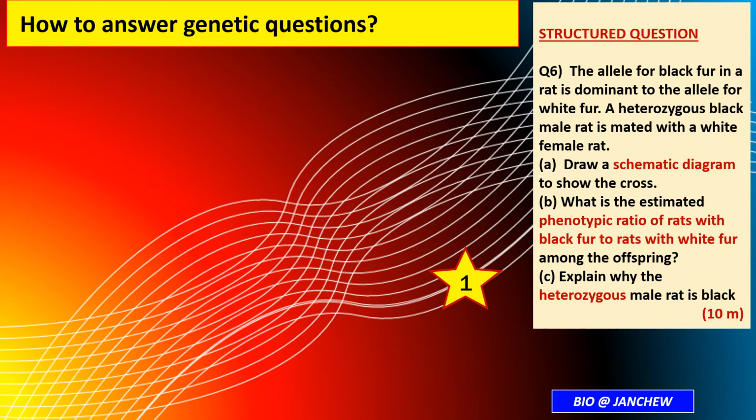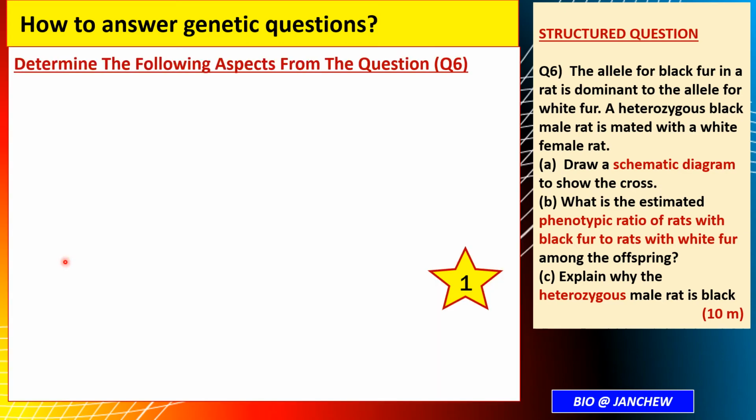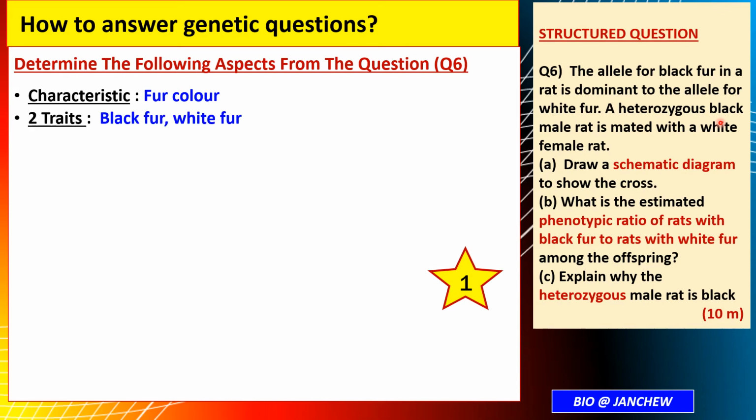Right, so here are some tips on how to answer genetic questions or problems like question 6, alright? We have to determine the following aspects from the question. This is the same question that we discussed just now. What is the characteristic that we are studying here? It's fur color. Secondly, what are the two traits that are mentioned? It's black fur and white fur. Thirdly, which trait or allele is dominant? As stated, it is the allele for black fur that is dominant to the allele for white fur.